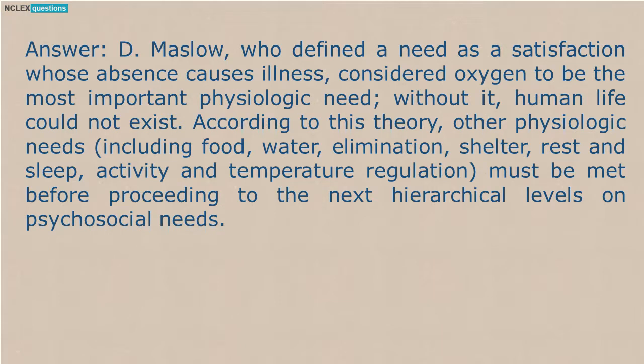Maslow, who defined a need as a satisfaction whose absence causes illness, considered oxygen to be the most important physiologic need. Without it, human life could not exist. According to this theory, other physiologic needs, including food, water, elimination, shelter, rest and sleep, activity and temperature regulation must be met before proceeding to the next hierarchical levels on psychosocial needs.